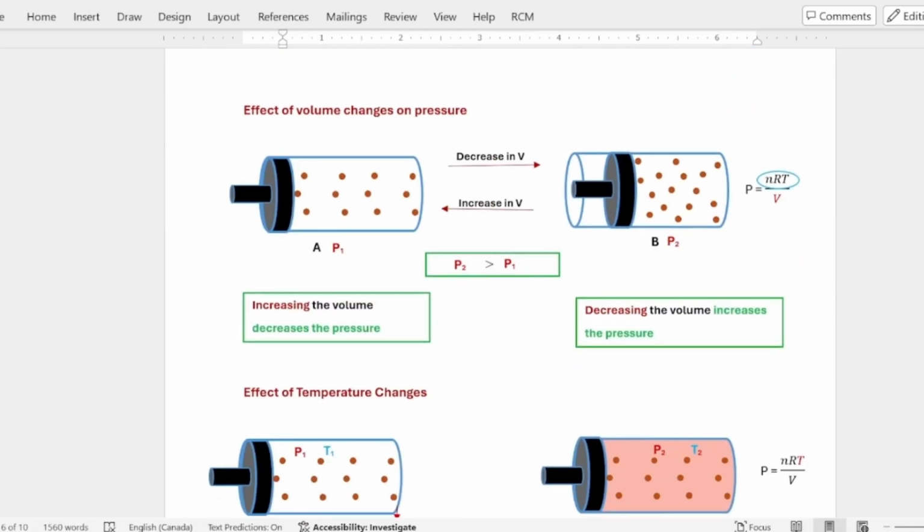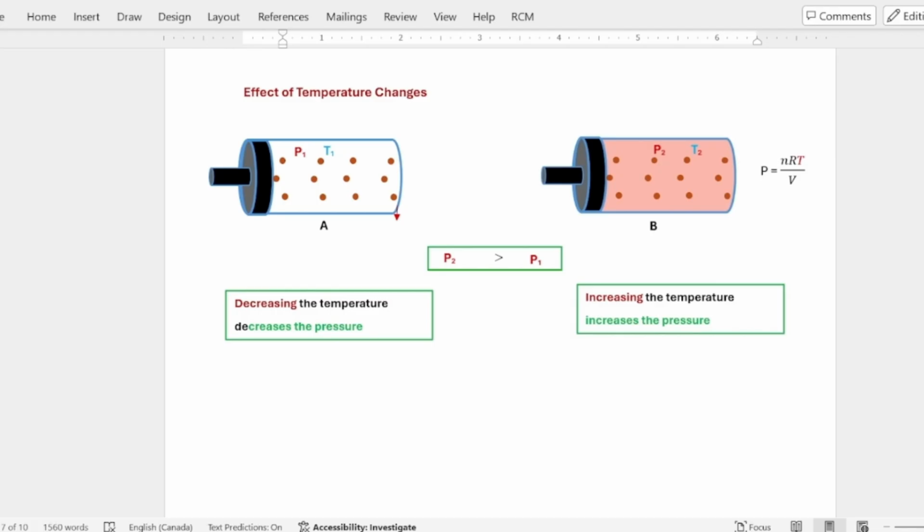Now we will look at the effect of volume changes on pressure. So this has a fixed number of particles, but we are decreasing the volume by pressing that plunger in a little bit more. If we look at the ideal gas equation, all of these remain constant, but now we are decreasing V. Mathematically, if we decrease that, that gets higher, okay? So we can simply say in this case that P2 will be greater than P1. Another way of increasing the pressure of a gas in a cylinder is by decreasing the volume. If we increase the volume, the pressure gets less.